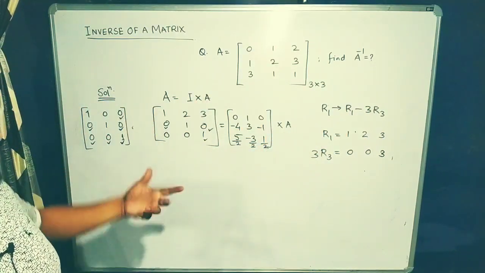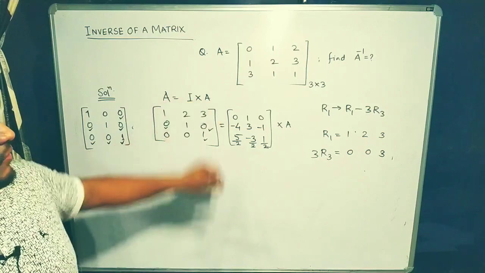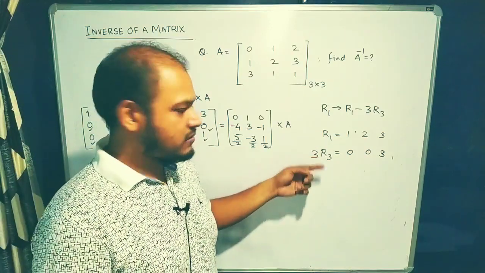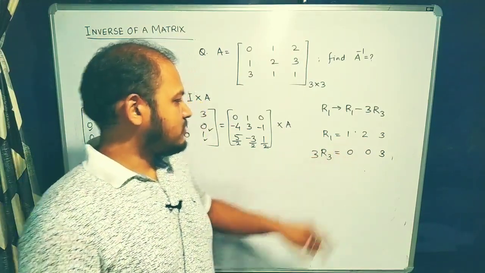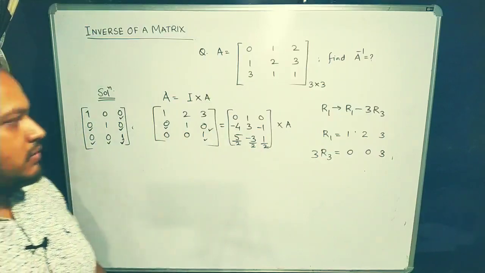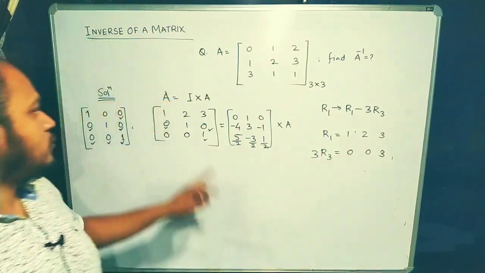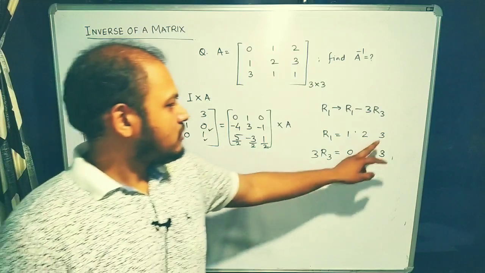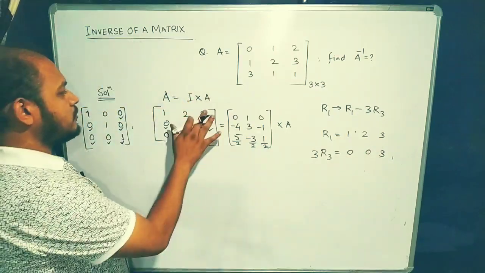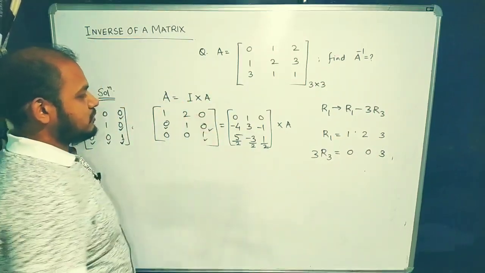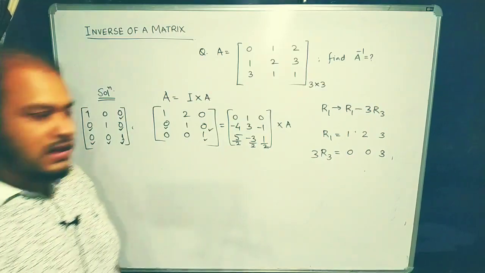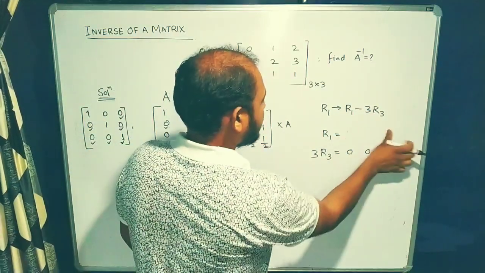So the second and third rows remain the same. So we change the first row and the first row becomes R1 minus 3R3. So 1 minus 0 is equal to 1, no need to change. 2 minus 0 is equal to 2, no need to change. 3 minus 3 is equal to 0. So this becomes 0. In a similar fashion, look at the matrix on the right hand side.